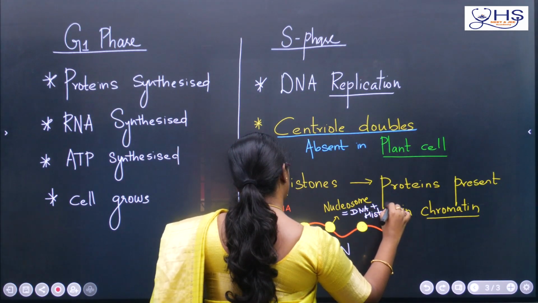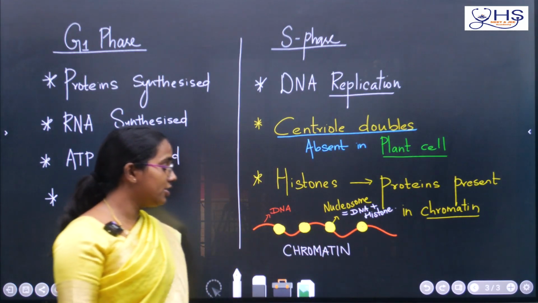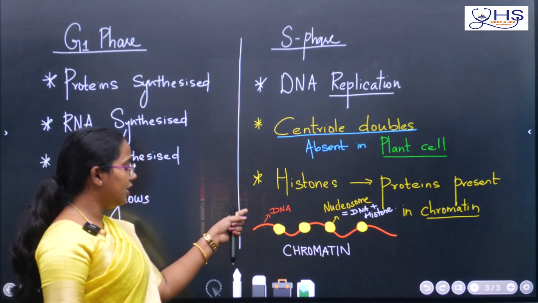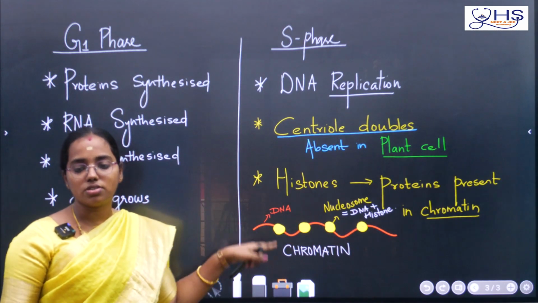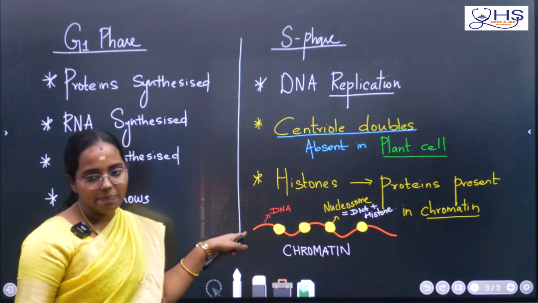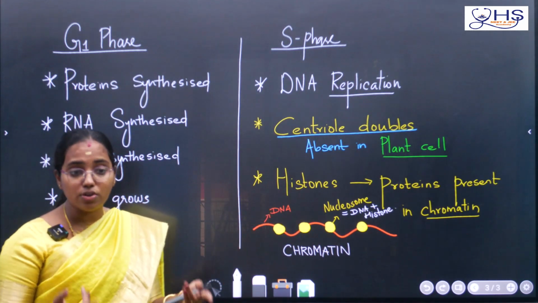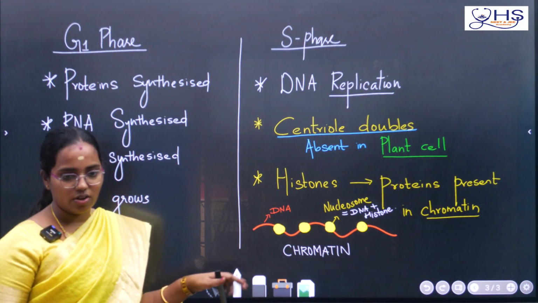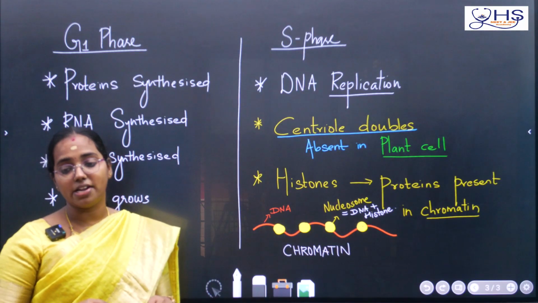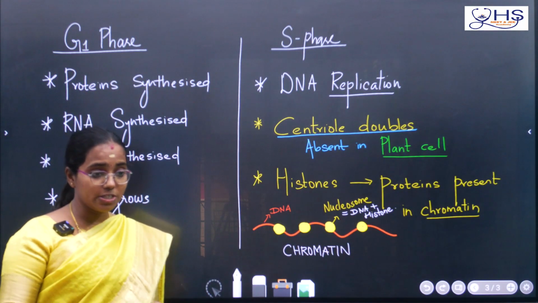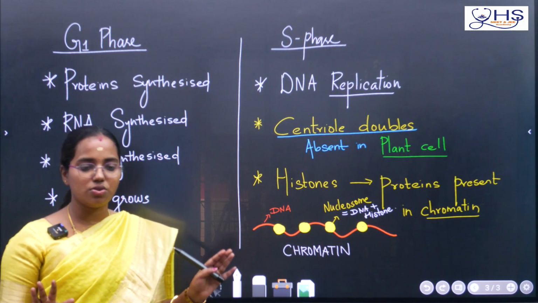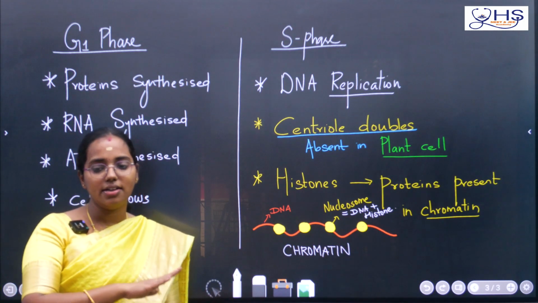Did you understand? What is chromatin? Chromatin means DNA plus nucleosome. What is nucleosome? DNA plus histone. Easy? Okay. Is histone present in plant cell? Yes. Histone is common for all the cells. Histone is present in both plant cell and animal cell.